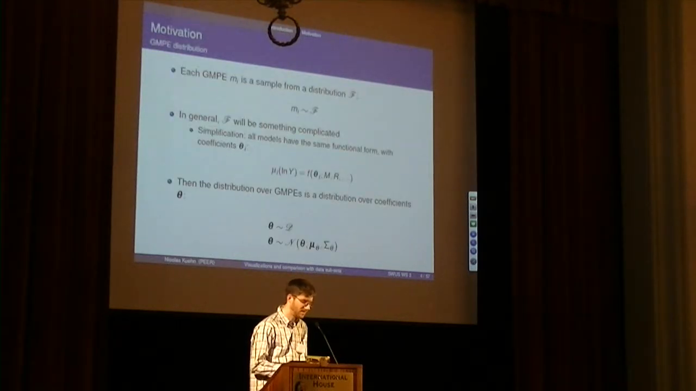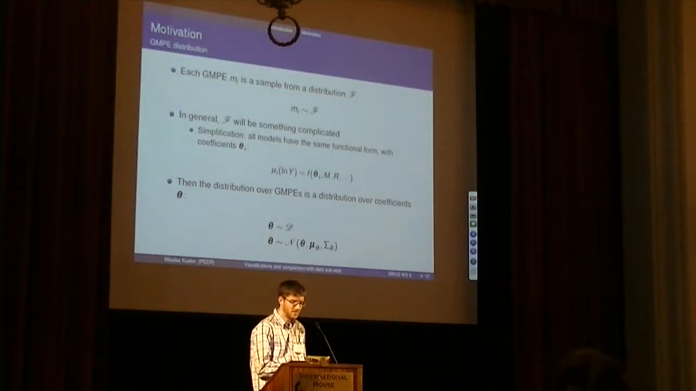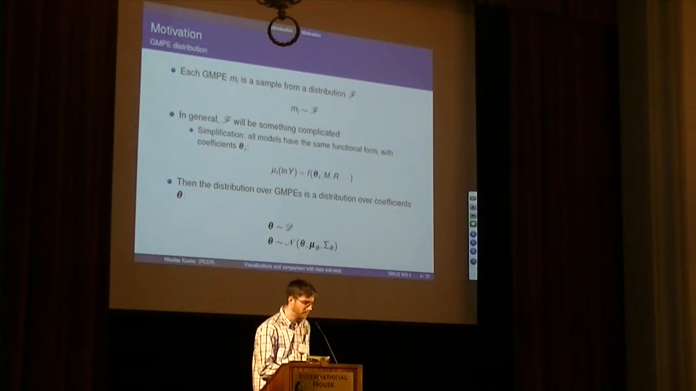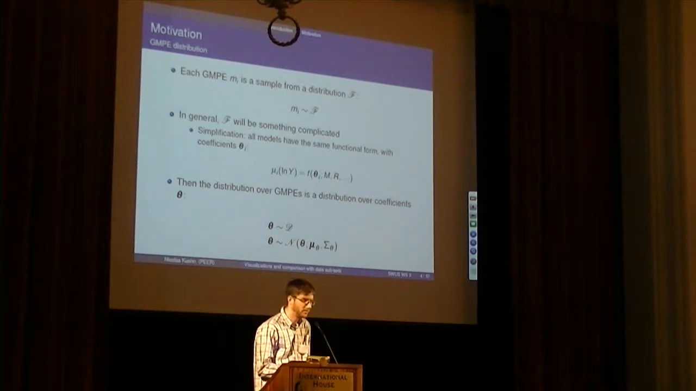So this is just the same thing slightly more formal. Each GMPE M is a sample from some underlying distribution F. And in general, if you think of all the complexities that can occur, this will be a very complicated distribution. And it's probably nothing parametric or anything that we can capture. But the way we can try to capture this is that if we assume that all models have the same functional form, then this distribution F, that is the distribution over GMPEs, will become a distribution over parameters, over the coefficients of the GMPEs.